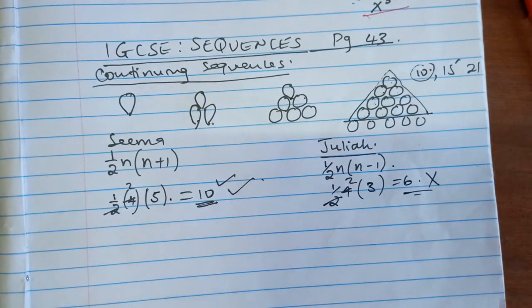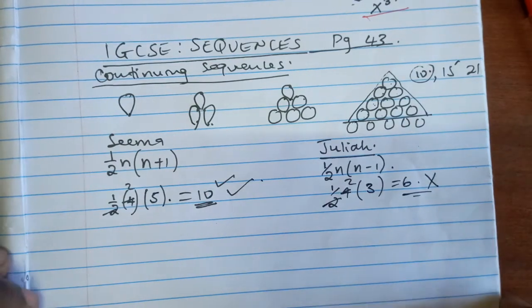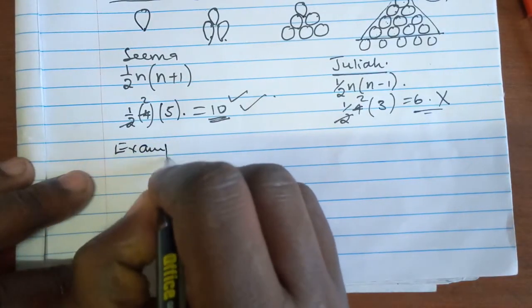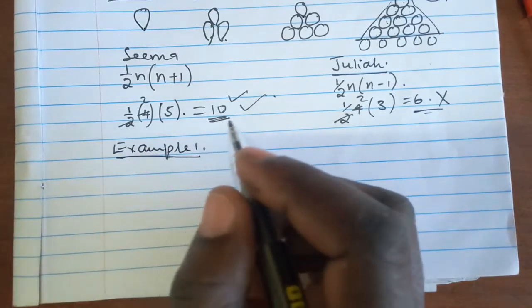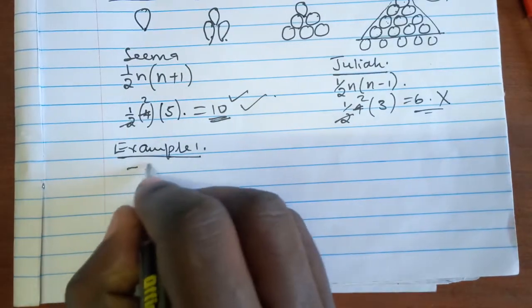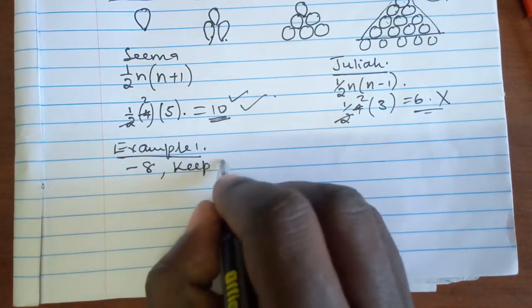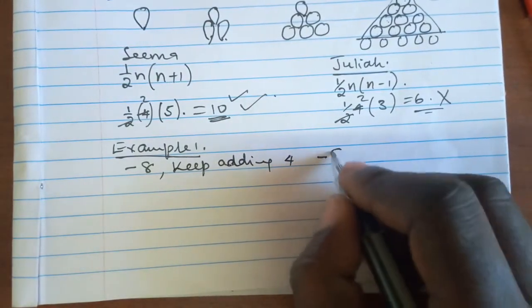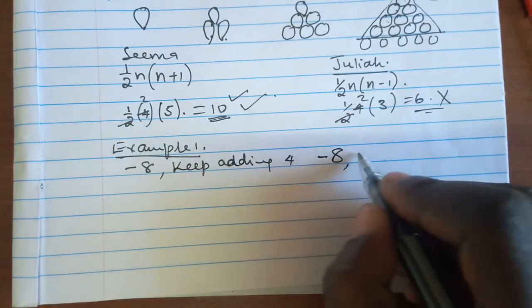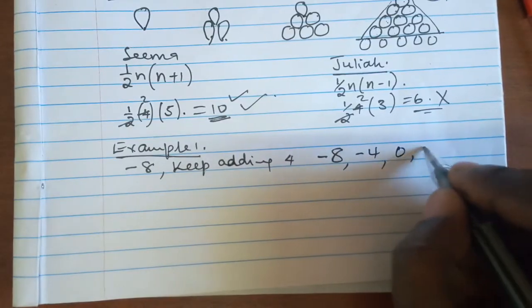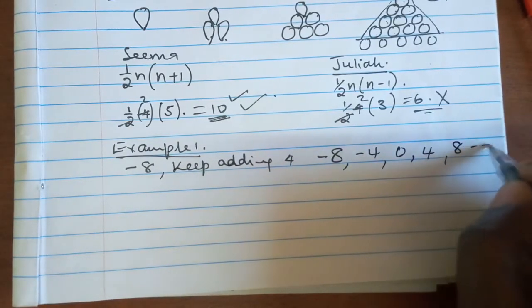Her formula is correct. But anyway, let's get back to example 1 and probably example 2 in this video. That was just the introduction. Let's talk about example 1. Write down the first 5 terms of these sequences, starting with -8 and keep adding 4. The first term is -8. The second term, -8 plus 4, is -4. -4 plus 4 is 0. 0 plus 4 is 4. 4 plus 4 is 8, and moving forward.